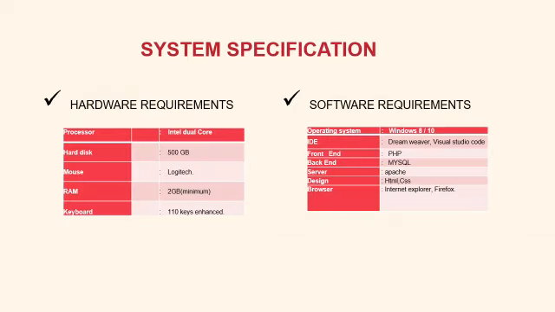and the next. Here comes the system specification: hardware requirements and the software requirements. What are the hardware requirements I have used? It's mentioned here: Intel Core, 500 GB hard disk, mouse, RAM 2 GB, keyboard. We know that the minimum keyboard requirement is 110 keys, which is enhanced here. The OS used is Windows 8, and it can be used on Windows 8 or 10. The front end used here is PHP and the back end is MySQL. The server used is Apache server. Design is HTML and CSS. The browser is Internet Browser Firefox.